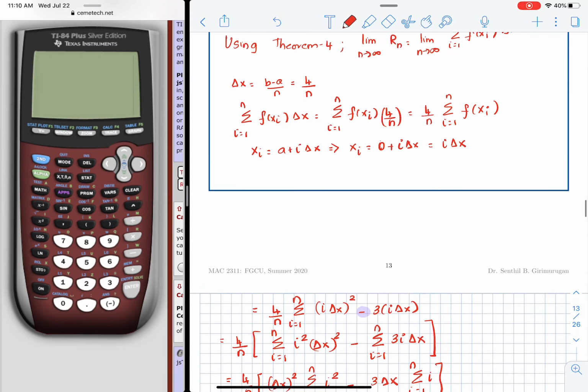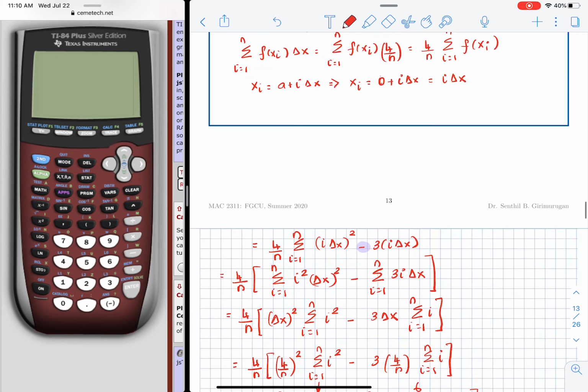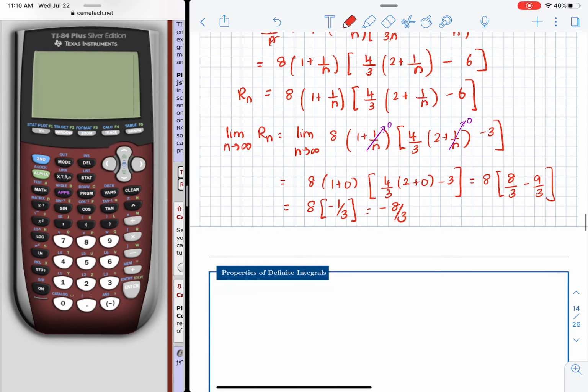Now the approximation was negative 1.5. It came pretty close to negative 8/3. Negative 8/3 is about negative 2.6 something, 6667. So that's what we have.